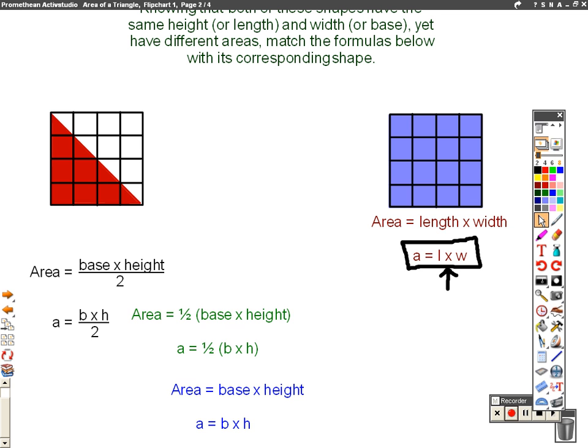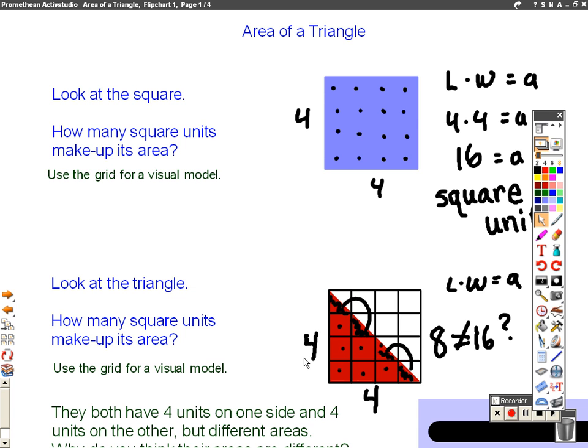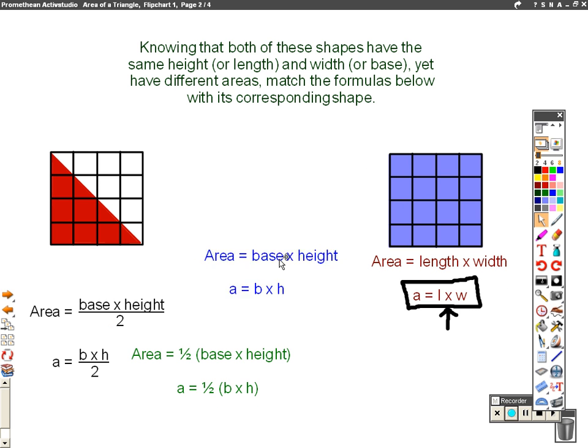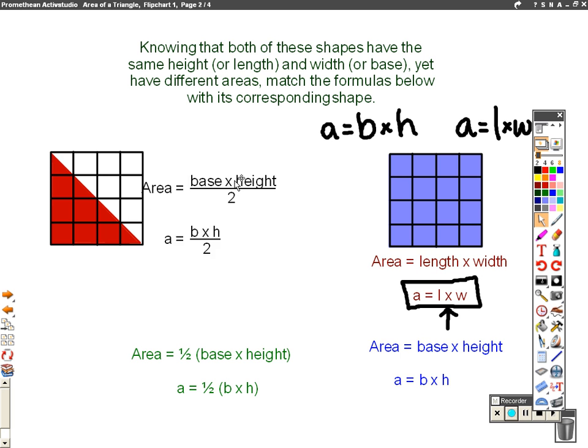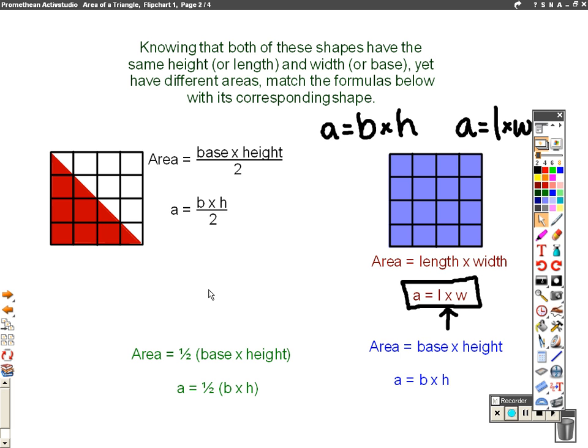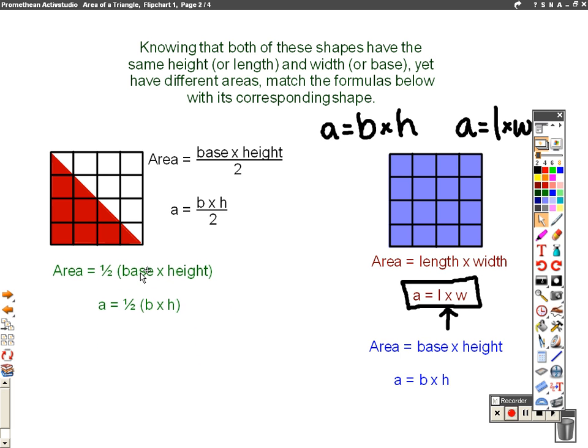So let's see. I noticed too that this says area equals base times height. Well, I knew from the previous slide that if we were just to do base times height for the triangle, we would get the same answer as the square. So I have a feeling that this is also for the square, which lets me know that regardless if we said base times height or if we said length times width, they mean the same thing. Which leads me to this belief that base times height divided by 2 would be for the triangle, and that's the same thing as saying half.